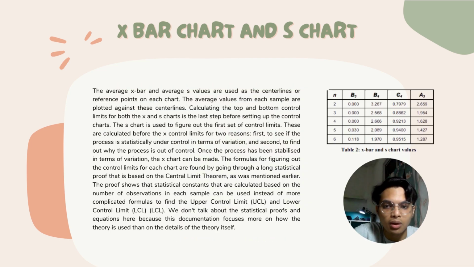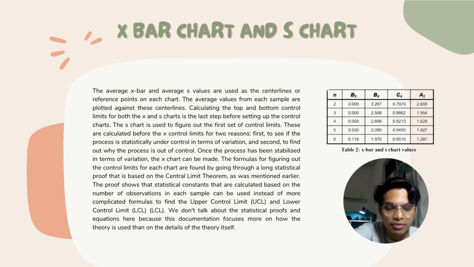And now we go on to how to calculate the upper and lower control limits. The average S bar and average S value are used as the center line or reference points on each chart. The average values from each sample are plotted against this center line. Calculating the top and bottom control limits for both the X and S chart is the last step before setting up the control chart. The S chart is used to figure out the first set of control limits.